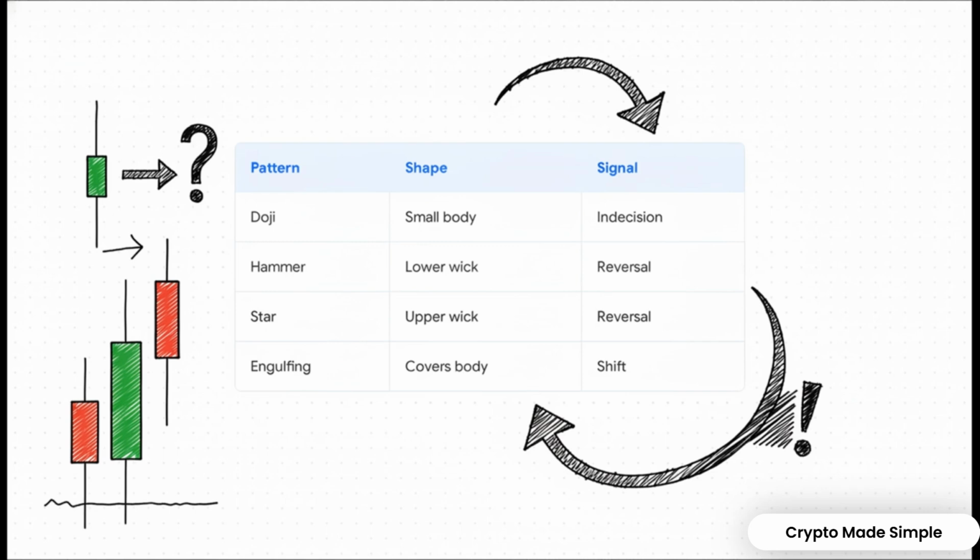This often signals a potential reversal after a downtrend because sellers tried to push it way down, but buyers literally hammered it right back up. Conversely, a shooting star is a small body near the bottom with a long upper wick, which can mean a potential reversal after an uptrend. And lastly, the engulfing pattern, where a new body completely swallows the previous one. That is a massive sign of a major momentum shift.